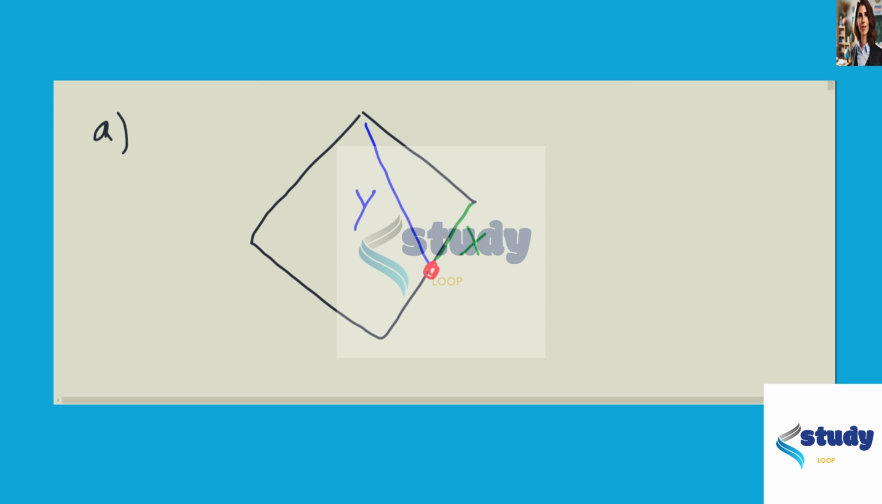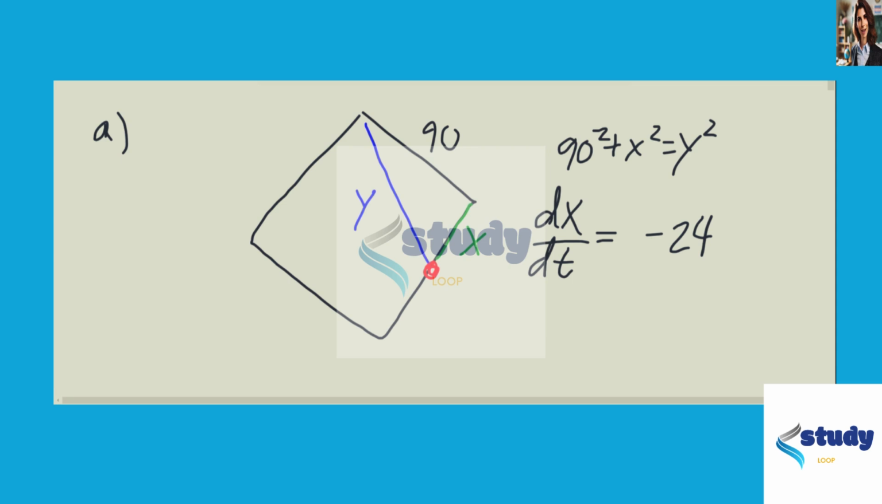Now we know the distance from first base to second base is 90 feet. And therefore, by Pythagorean theorem, we know that 90 squared plus x squared equals y squared. We're also told that the rate at which the runner is running towards first base, dx/dt, is 24 feet per second, and so dx/dt is negative 24 feet per second because x is decreasing as the runner gets closer to first base. We want to find the rate at which the distance from second base is decreasing, in other words, dy/dt.